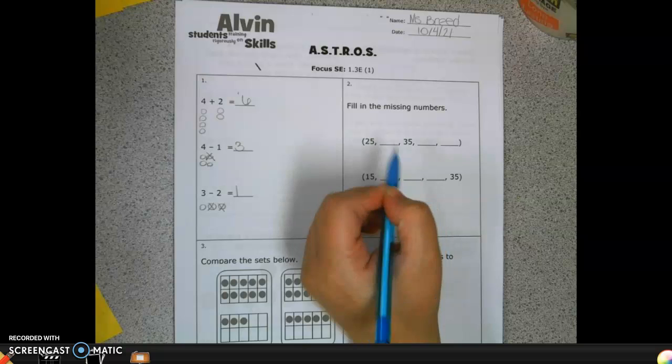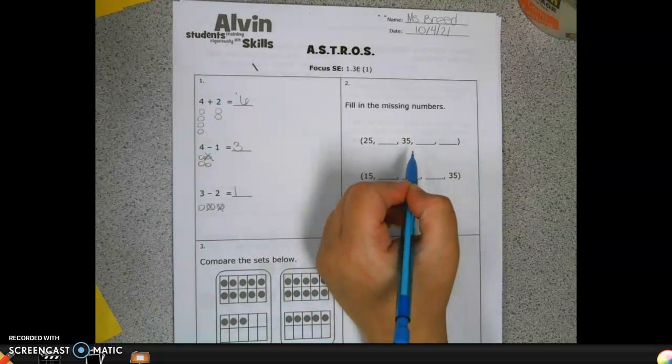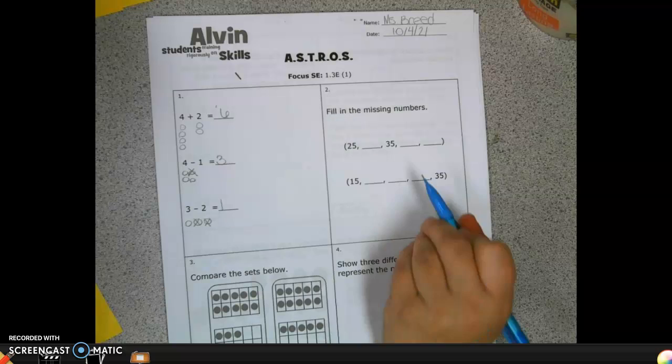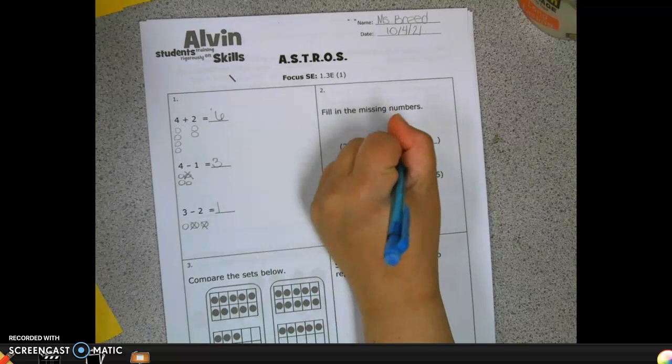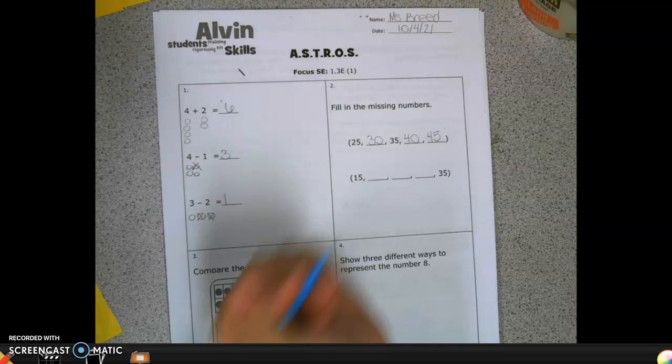Now I'm going to try 5 more. 25, 30, 35. That does work, so I know I'm counting by 5s. 25, 30, 35, 40, 45.